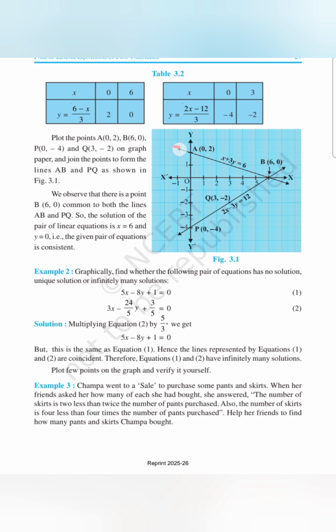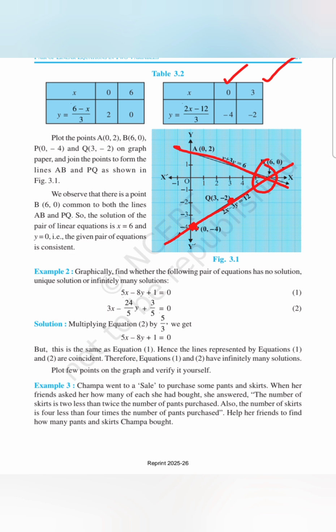Then take these points (0, minus 4) and (3, minus 2). So (0, minus 4) will lie over here and (3, minus 2) will lie over here. Join those 2 points. Now see whether they intersect. They intersect at this particular point, which is (6, 0). They intersect exactly at one point.